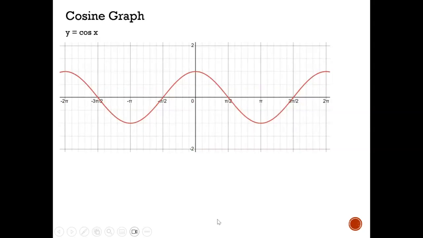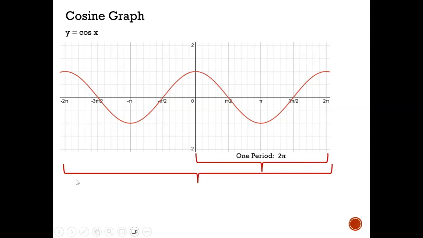Now, let's graph the cosine of x. The cosine starts at the amplitude. And right now, I want to show you why. And again, this is one period as before. This will be two periods.